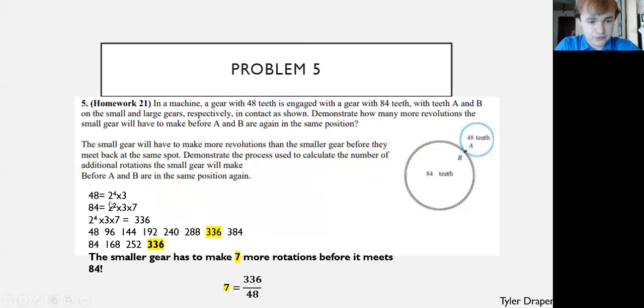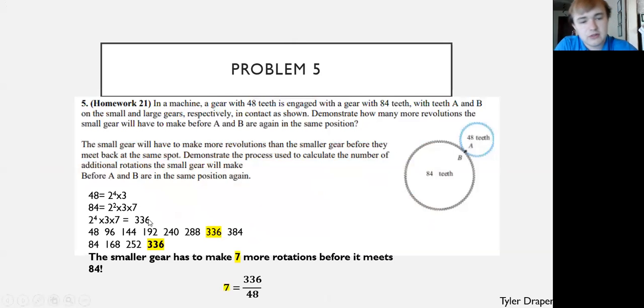Okay, so we have 48 all the way factored down to 2 to the 4th power times 3. 84 is 2 to the 2nd power times 3 times 7. What we're going to do is use the greatest factors for each one to multiply. So we have 2 to the 4th. We'll use that one. 3 and 3, they're both the same. We'll choose 1.